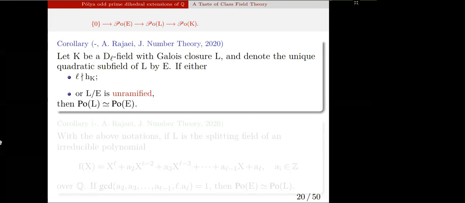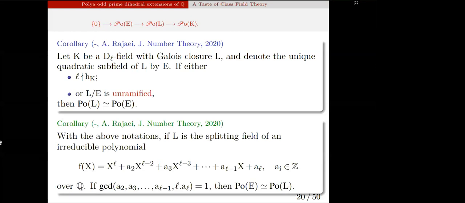In this subject, Honda has proved that, I'm sorry, he gave the necessary and sufficient conditions for a quadratic field, namely E, to have a class number divisible by 3. And as a generalization of Honda's result, we can find a sufficient condition for L over E to be an unramified extension, and in particular, the Pólya group of E and the Pólya group of L are isomorphic. Note that this corollary is stated in terms of a relation between coefficients of the minimal polynomial f(x), where L is the splitting field of the irreducible polynomial f(x). And I recall that again by capital L, I mean a D_l extension of Q, and E is the unique quadratic subfield of L.